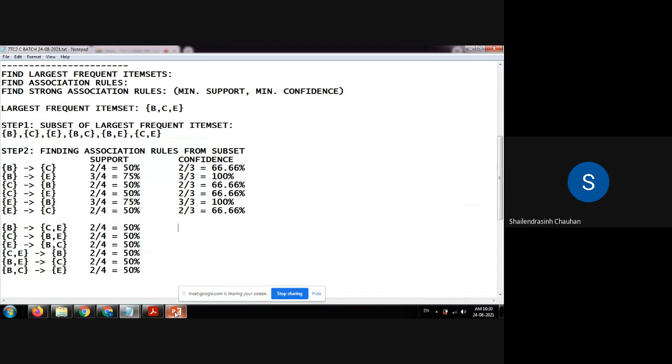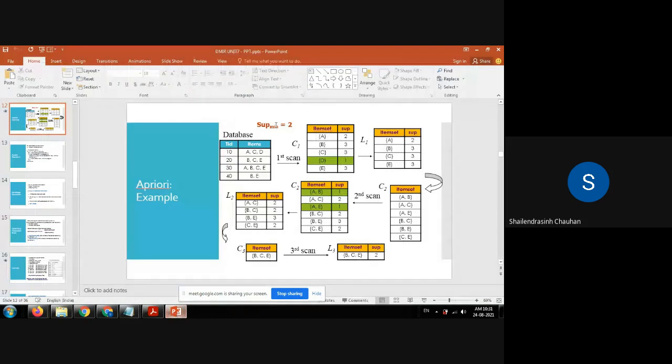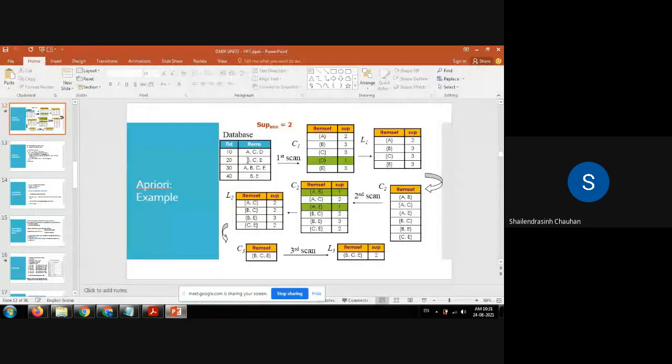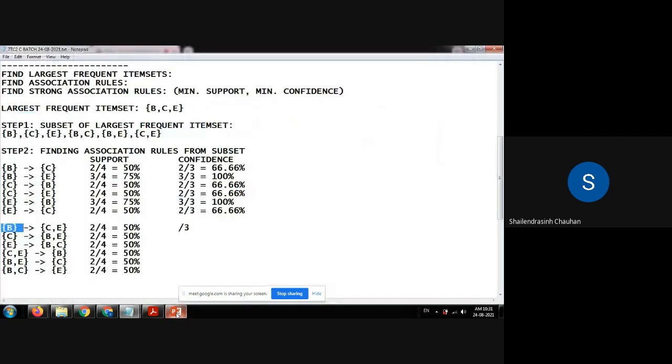Now other rules. Now in how many transactions you are having B? 3 times. Out of those 3 transactions, let us say here we are having 20, 30, 40. 3 transactions wherever we are having B. Along with B, CE together, 2 times, 20 and 30. So 2 times, and we will be having 66.66% of confidence for that rule.